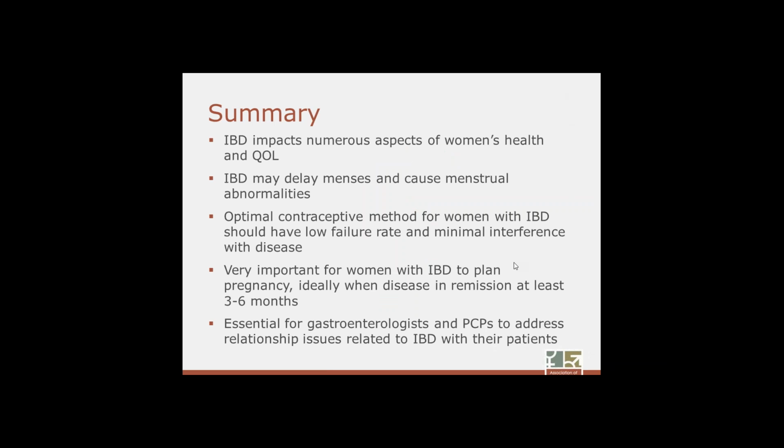So in summary, IBD impacts numerous aspects of women's health and quality of life. IBD can delay menses from even starting, but also cause menstrual abnormalities that can be effectively treated, just as in the non-IBD population. Optimal contraceptive methods for women with IBD should have a low failure rate and minimal interference with disease. And I showed you that table, and basically that's going to include the copper IUD and some of the estrogen pills. Perhaps the combined pills are not as appropriate a choice.